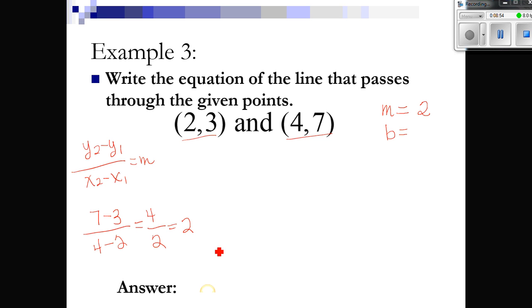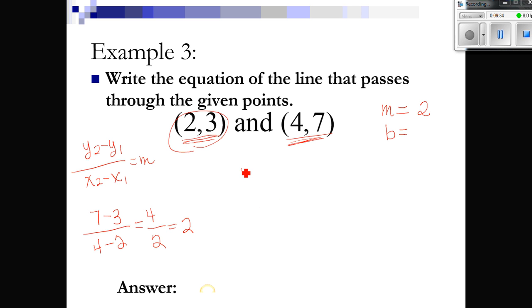Now that I have my slope, I need to find my y-intercept. When I take a look at both of these random points, I know that they're not y-intercepts because they are not 0, comma, a number. So these two are just two very random points. And you're saying, well, which one do I use to find my value of B? You can use either ordered pair. Pick one. I like 2, 3, so I'm going to use 2, 3. If you use 4, 7, you will also get the exact same B value.